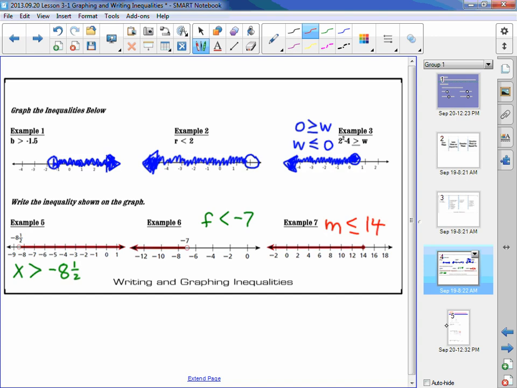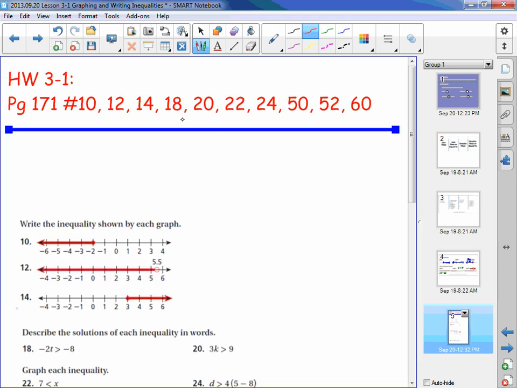And for homework tonight, it's homework 3.1 on page 171, numbers 10, 12, 14, 18, 20, 22, 24, 50, 52, and 60.